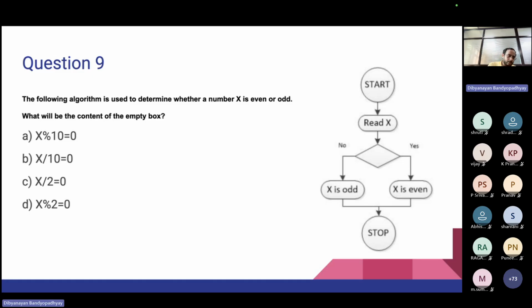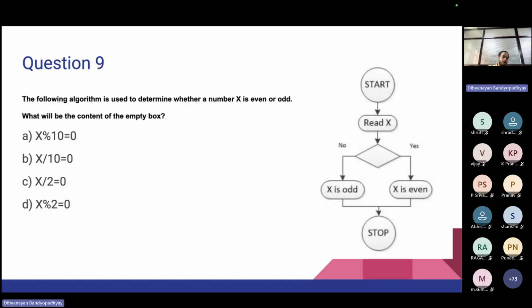Correct. So if you perform the 4th operation, then what does it mean actually? Let's take any number. If it is a multiple of 2, this is basically even. And if it is not, it is odd, right? So this is the criteria of even and odd.